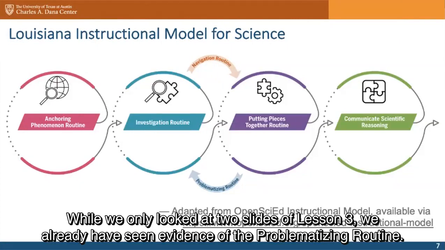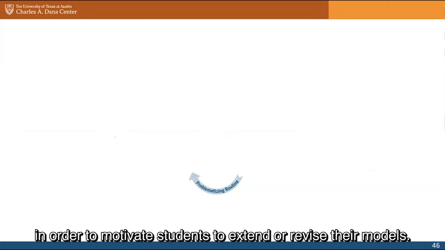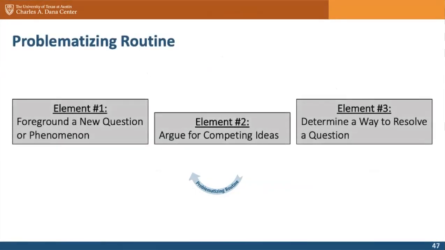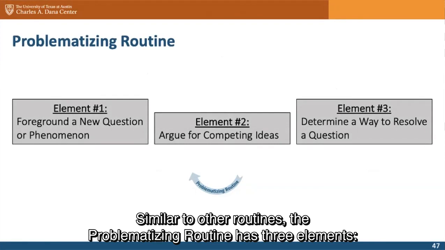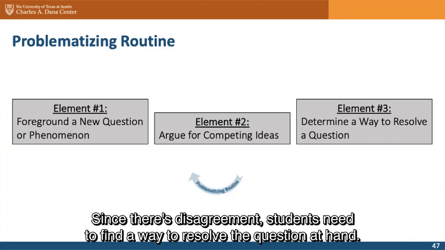While we only looked at 2 slides of lesson 3, we already have seen evidence of the problematizing routine. The purpose of the problematizing routine is to reveal a potential problem with the current model or explanation of the anchoring phenomenon in order to motivate students to extend or revise their models. Similar to other routines, the problematizing routine has 3 elements: foregrounding a new question or phenomenon designed to elicit competing ideas that students can share and support. Since there's disagreement, students need to find a way to resolve the question at hand.